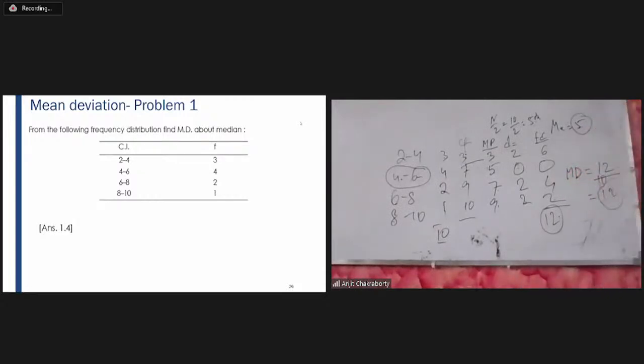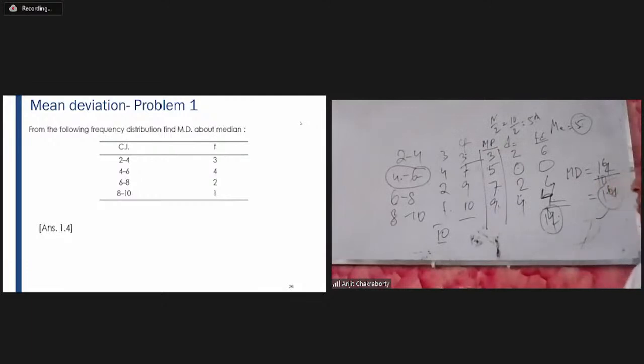Just check. Here we have the frequencies. Deviation is 2. Deviation from 5. This is the midpoint. Midpoint is 9 and median is 5. Yeah, this is 4 actually. This will be 4, because median is 5 and midpoint is 9. 9 minus 5 is 4. 4 into 1 will be 4. So 6 and 4 is 10 and 4, 14. 14 by 10, so it is 1.4.